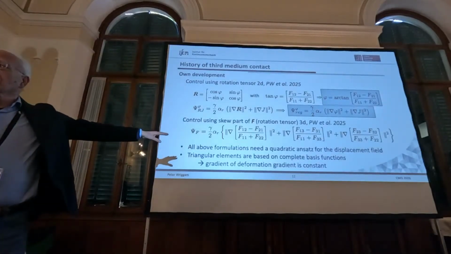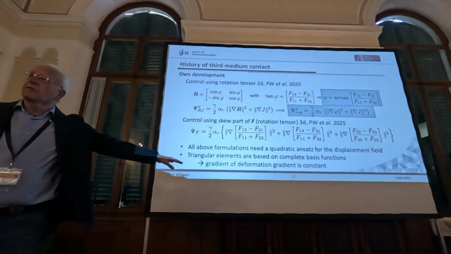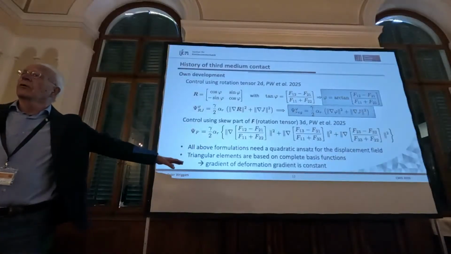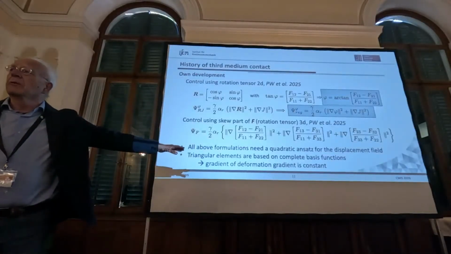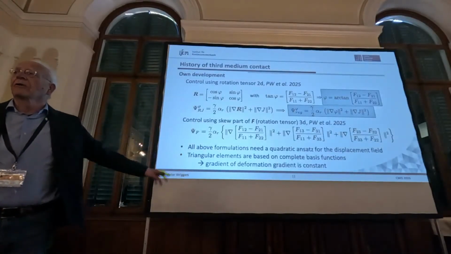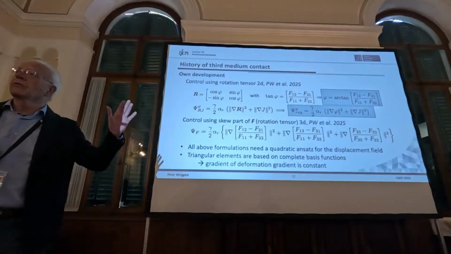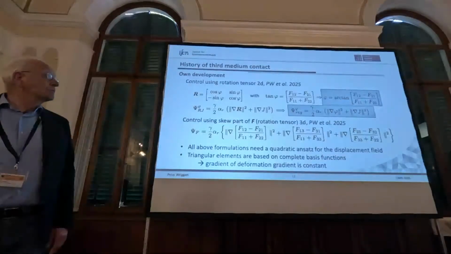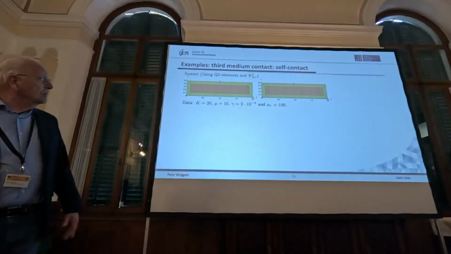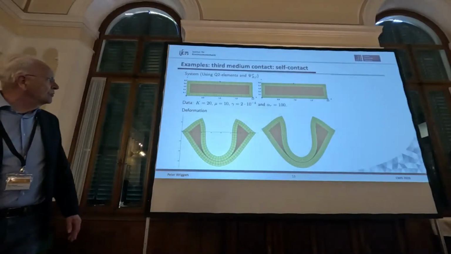All this stuff needs quadratic ansatz functions. And if you take triangular elements, you also have a problem, because the gradient will be constant, so it's not really regularizing. So it only works well for quadrilaterals. Does it work? This is what we call the box problem.